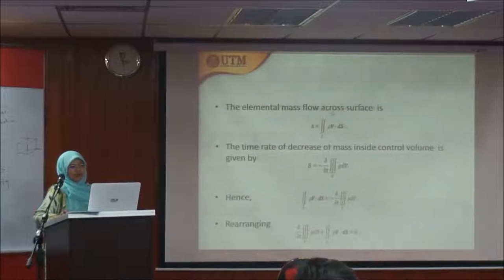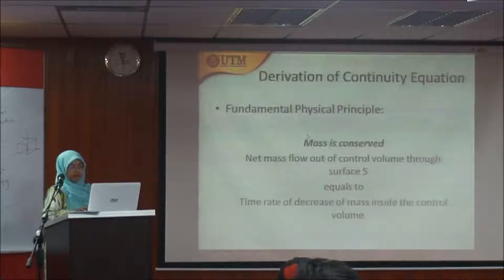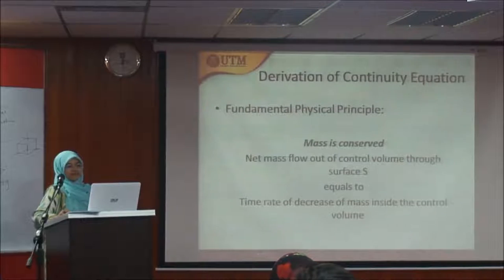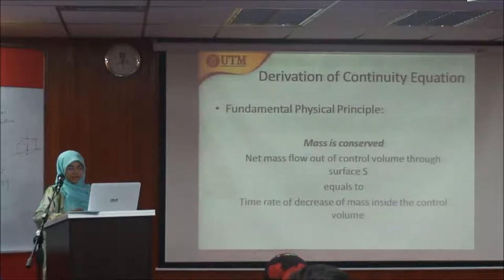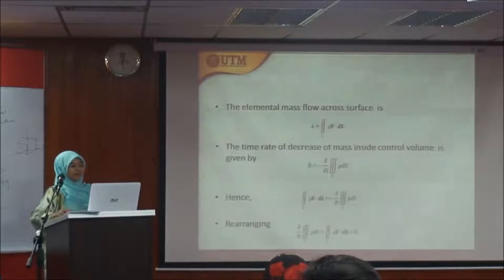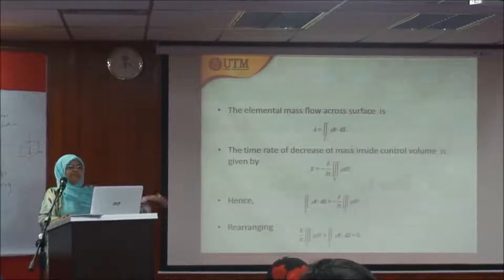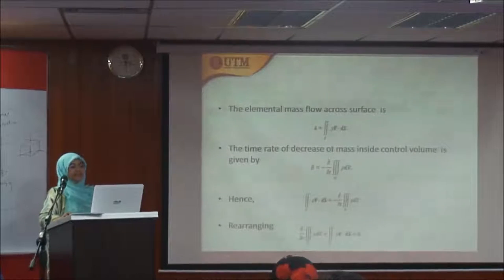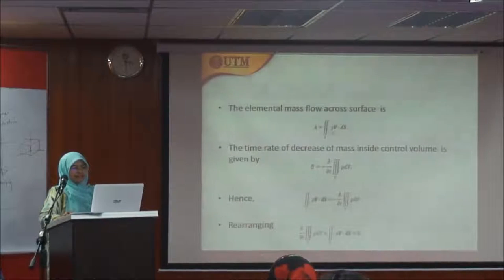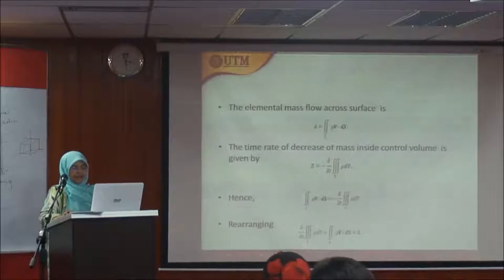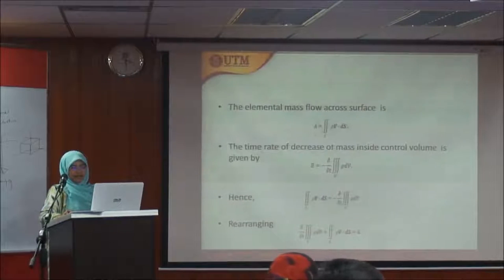The net mass flow out of the control volume, we say, is A. The time rate of decrease of mass inside the control volume, we denote with B. We just denote them like this, it's not area or whatever, it's just the left hand side and the right hand side. So the left hand side is rho V dot dS.